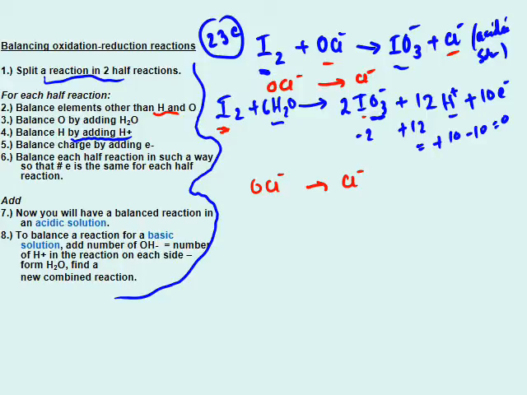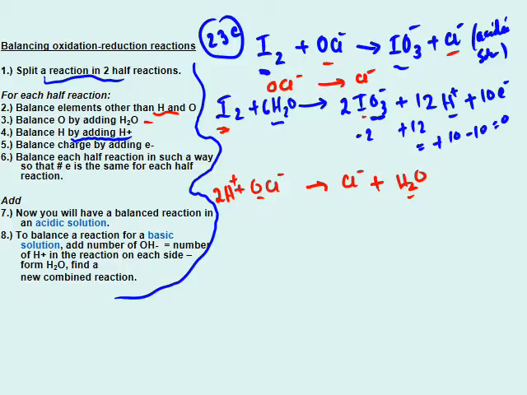Balance oxygen by adding H2O. I have 1 oxygen on the left side, so I must have 1 H2O on the right side. Then I need to balance hydrogen, because I now have 2 hydrogen on the right side, so I balance it by adding 2H+ on the left side. So 2H plus on the left side.